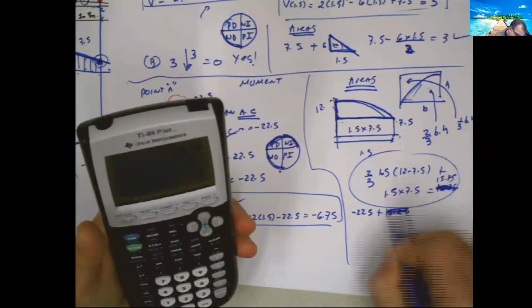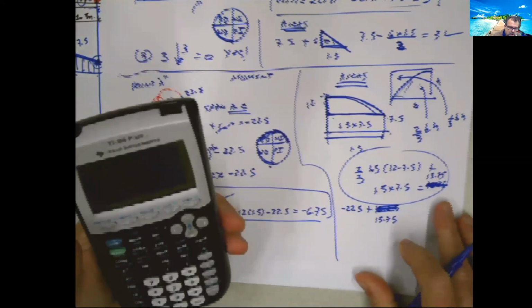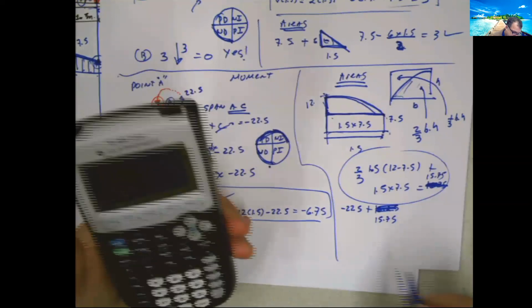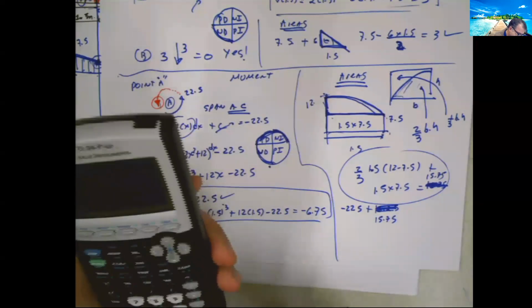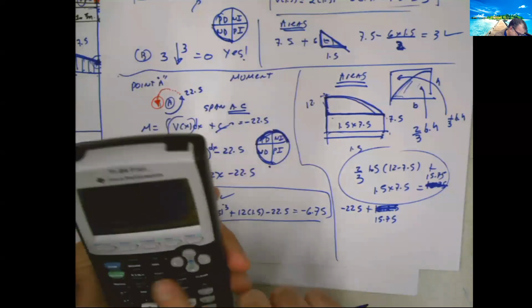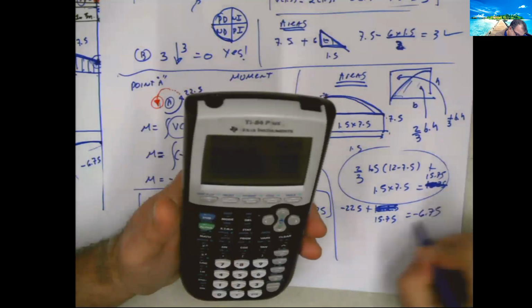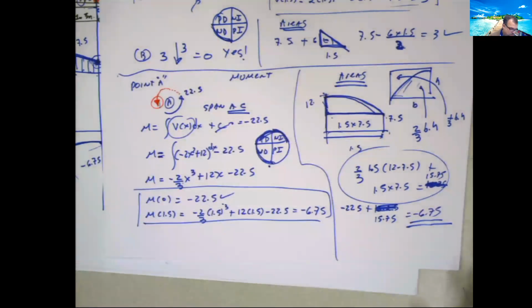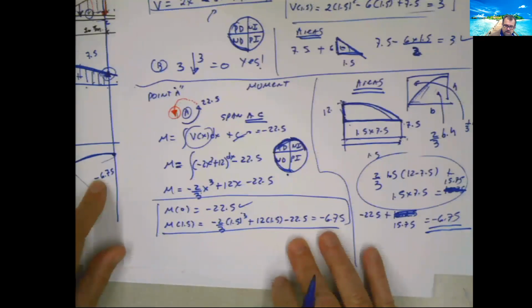15.75. 15.75 as the value. And minus 22.5, 6.75. And that's the value that we got before, negative 6.75. This is the value that we got right there, negative 6.75.